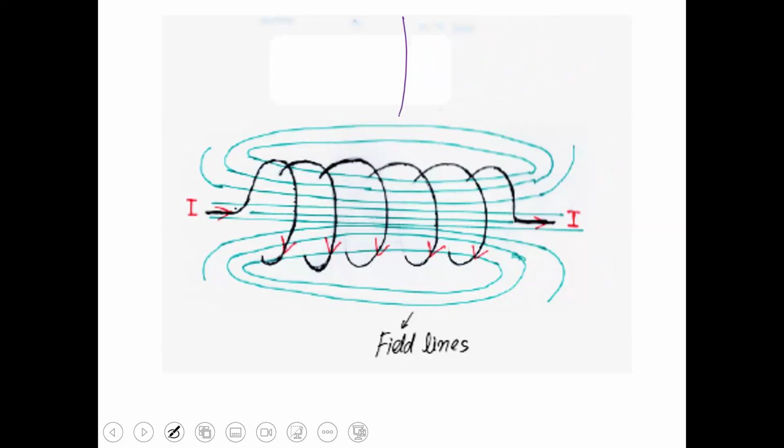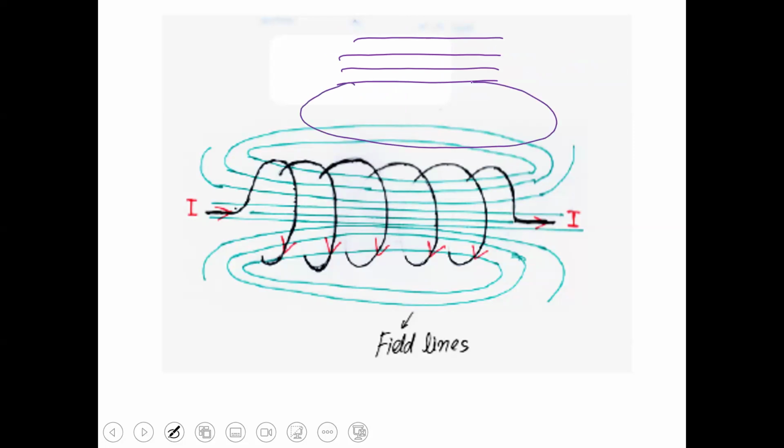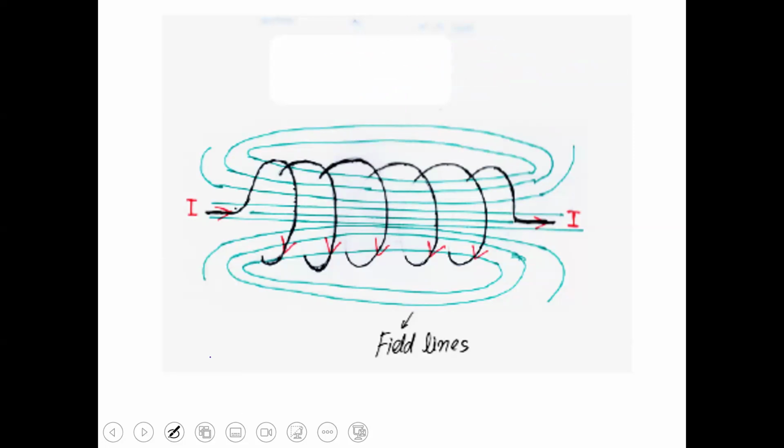Symmetrical means what? Suppose this is one line, 1, 2, 3. Okay, then here. Now what's wrong with this? They are not symmetrical. He will be terribly sad. Third point: what was the third point? The lines should be nearly straight inside the solenoid, and outside the solenoid, the lines bulge out.